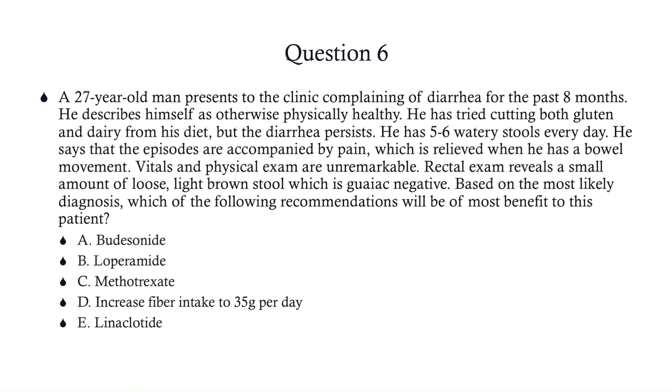Question 6. A 27-year-old man presents to the clinic complaining of diarrhea for the last 8 months. He describes himself as otherwise physically healthy. He's tried cutting both gluten and dairy from his diet, but the diarrhea persists. He has 5 to 6 watery stools every day. He says that the episodes are accompanied by pain, which is relieved when he has a bowel movement. Vitals and physical exam are unremarkable. Rectal exam reveals a small amount of loose light brown stool, which is guaiac negative.